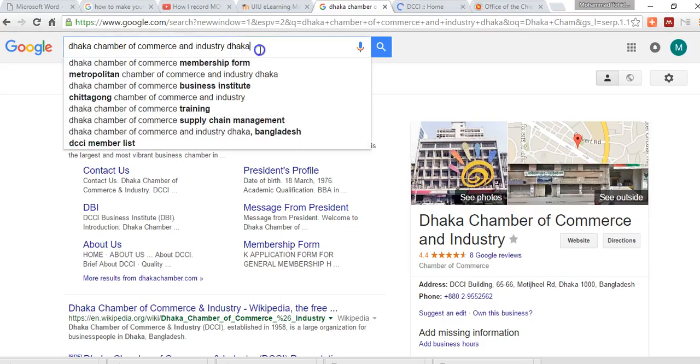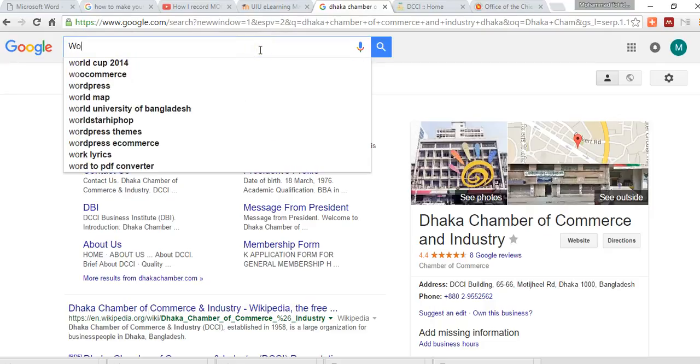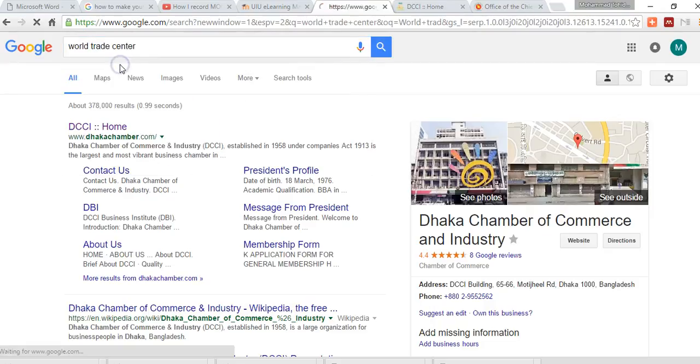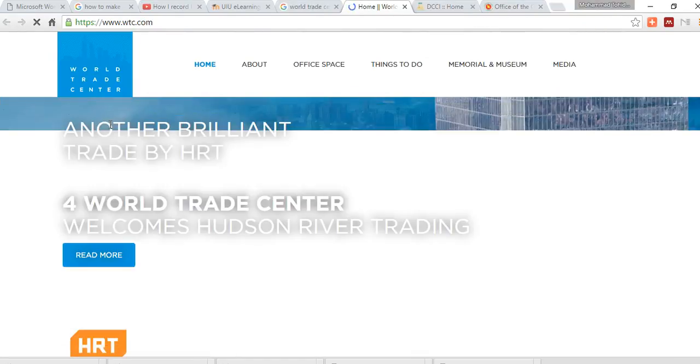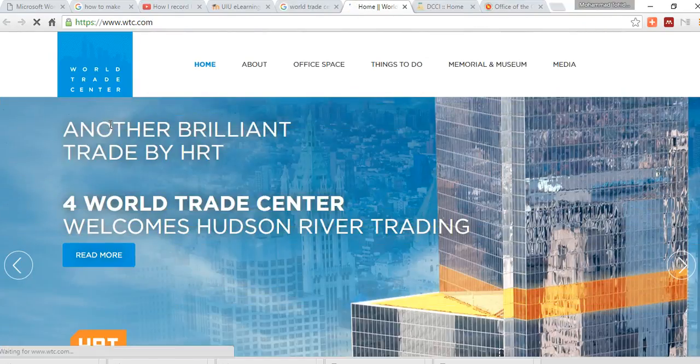Let's take the last one, that is World Trade Center. So World Trade Center. When we browse, we find, yes, it seems to be the right one. When we click on that, we get to the home page of this site, and here you will find the information about World Trade Center.